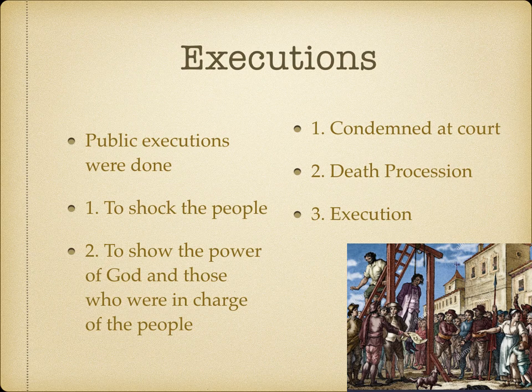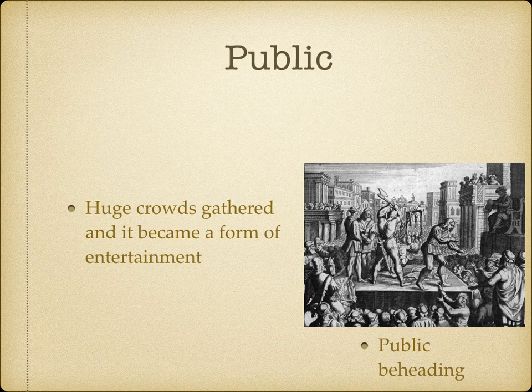Now, the second reason these things were done in public, other than to shock people into following the laws, was to show the authority of God and those who are in charge of the people, i.e., the Lord or the town council, or the town government, or the king. Another popular form of execution at the time was public beheading, carried out by an executioner. And just as we talked about how a craftsman would go through his stages of being an apprentice, a journeyman, and a master craftsman, so too with executioners. They would be journeymen, and their reputations could be destroyed if they botched an execution.